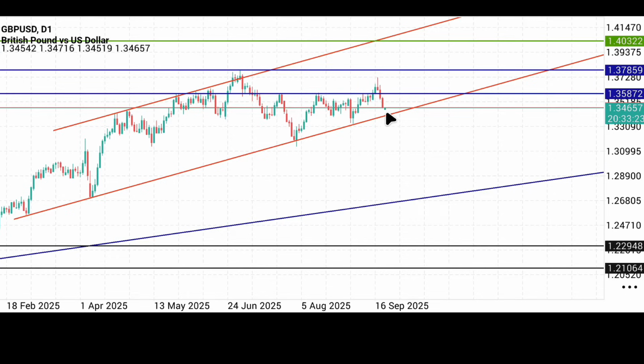The GBPUSD may be gearing up to target 1.4032 this very week, and that is exactly what we want to look at and how you can approach the trade.